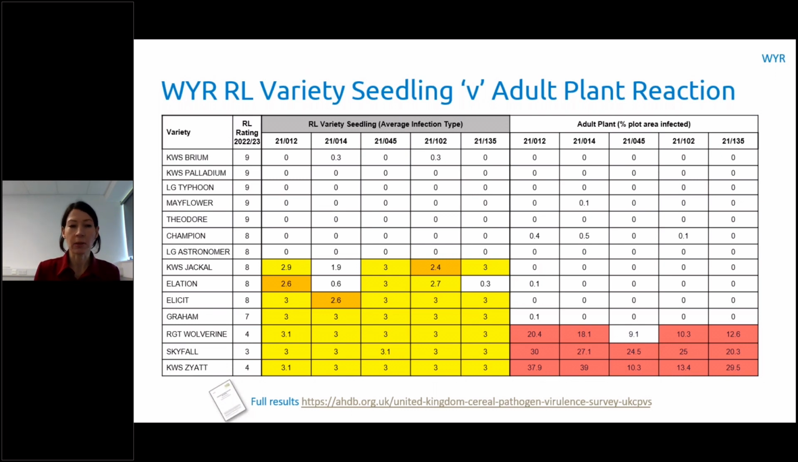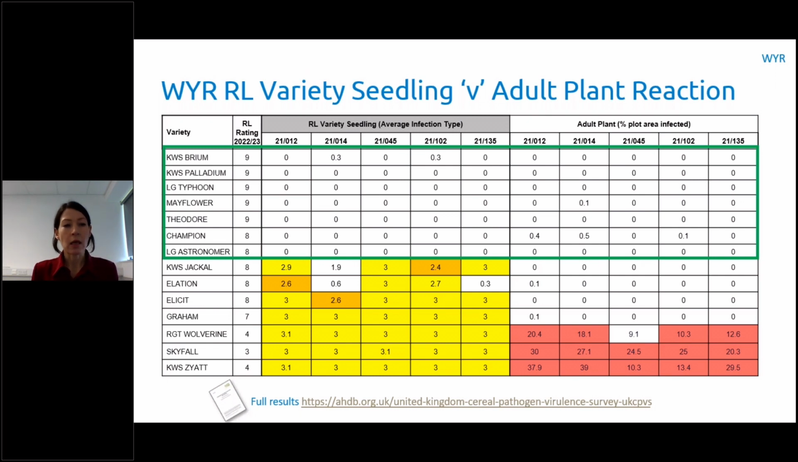So if we just have a look at some of these results, the ones in green here all rated 8 or 9 last year, and you can see they were all resistant at seedling stage and resistant at adult plant stage. So these have good all stage resistance.